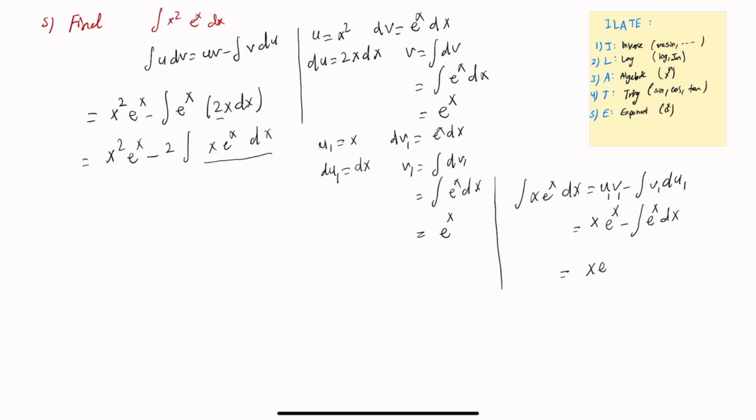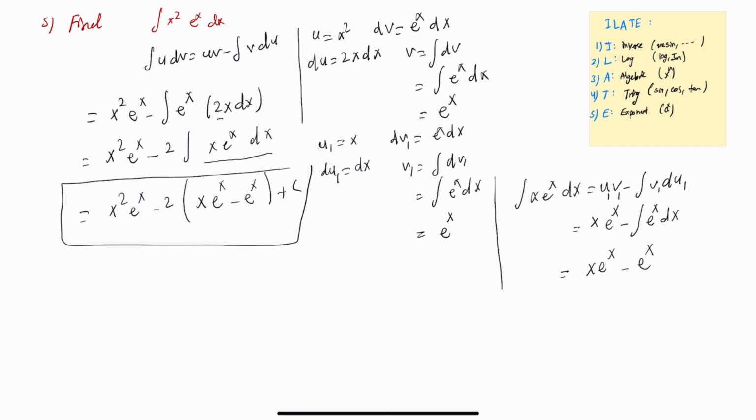So we'll have x e to the x, and then minus e to the x. That is the integral of this term in here. So we'll have x squared e to the x, and then minus 2 times x e to the x minus e to the x, and then plus c. And that should be our antiderivative in here. Notice in here, also we can factor these terms, but I will leave it as it is.